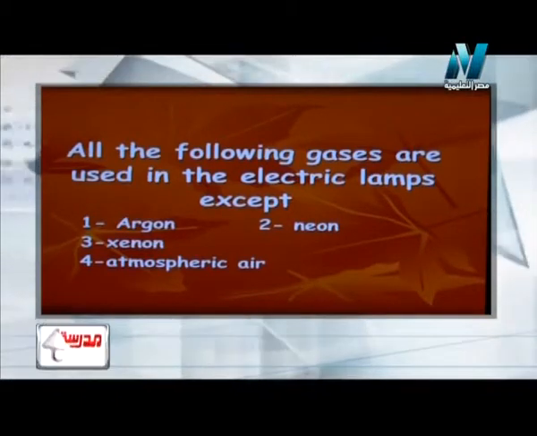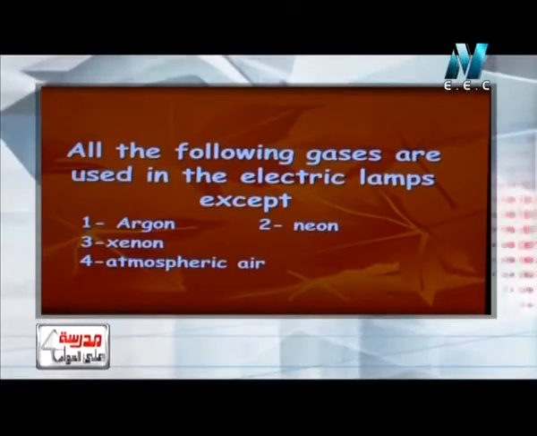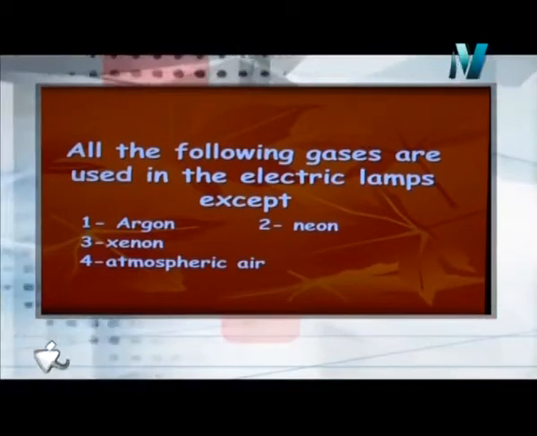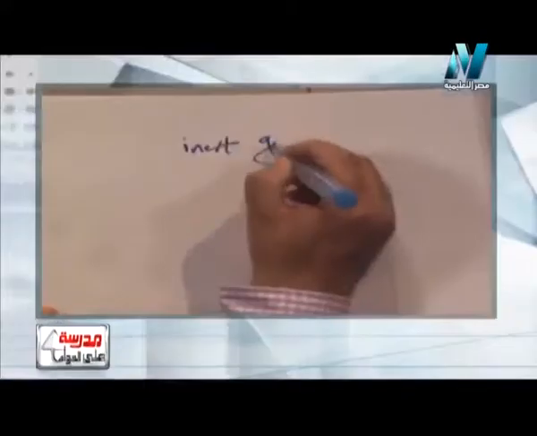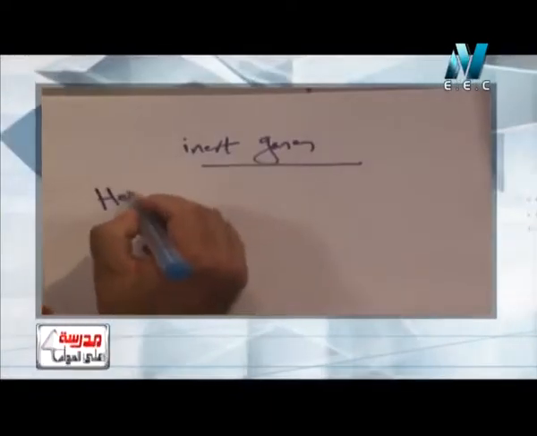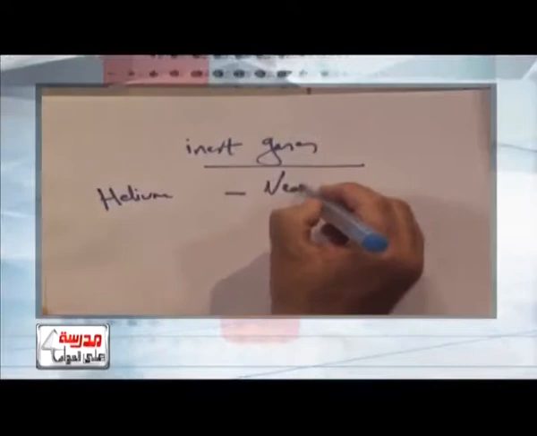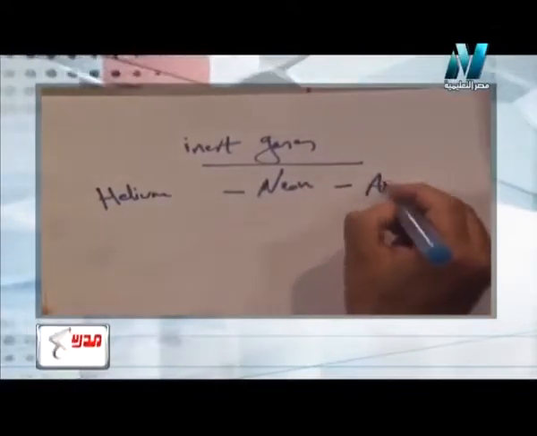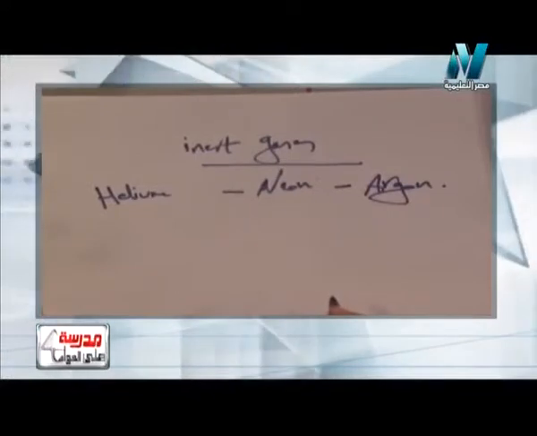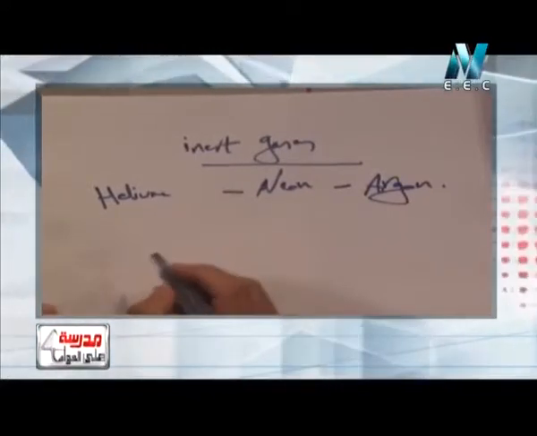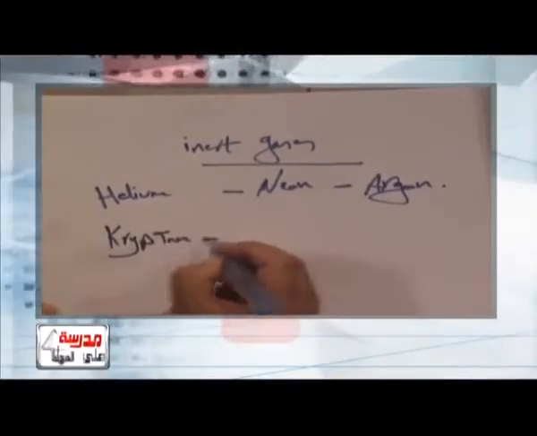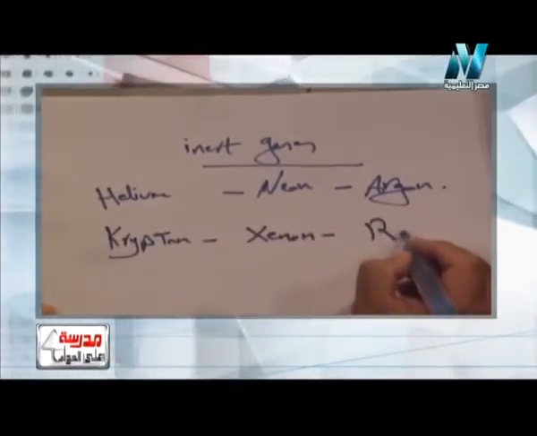Let me write them, not to study, but to have an illustrated idea. We have 6 inert gases in chemistry or in science. We must know them for information, not for the syllabus. Inert gases are 6 gases, which are helium, neon, argon, which we use in the electric lamp or in the fluorescent lamp, krypton, xenon, and at last radon.